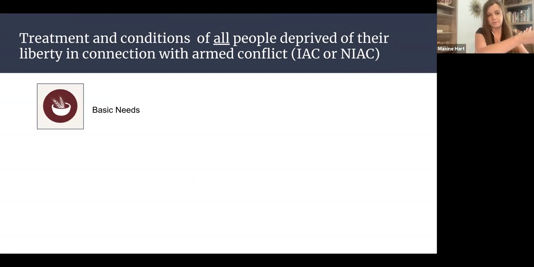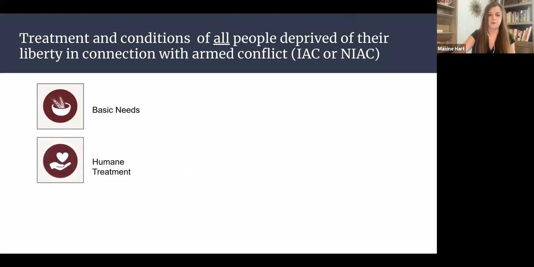The detaining power has to provide for the detainees' basic needs. So that includes food, water, clothing, accommodations. And if they're unable to do so, they have an obligation to allow humanitarian aid organizations like the ICRC to come in and provide assistance in meeting those needs. Humane treatment has to be guaranteed at all times.